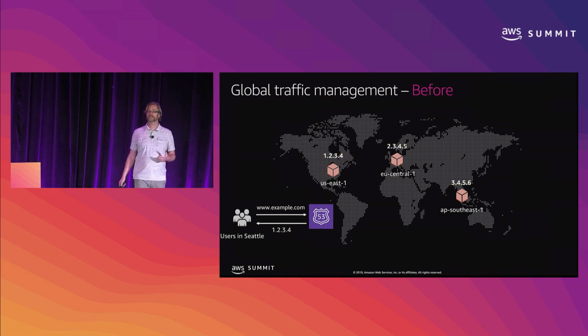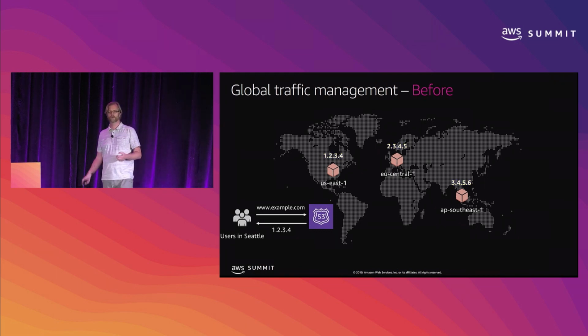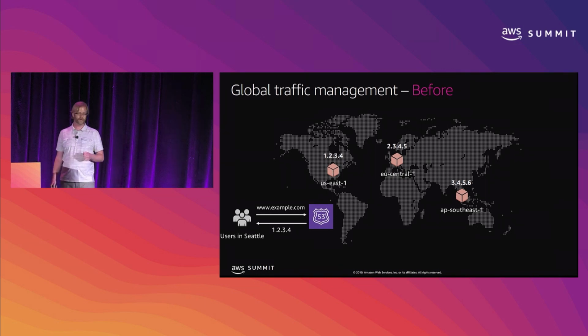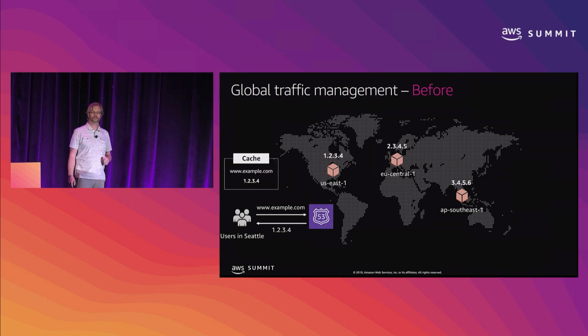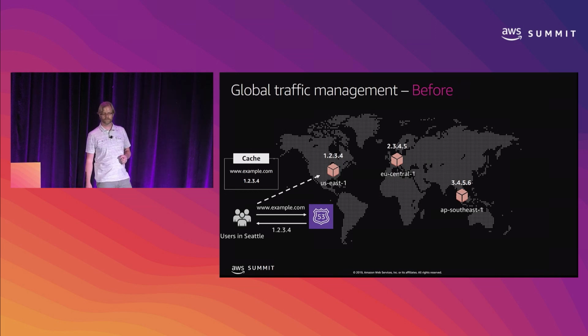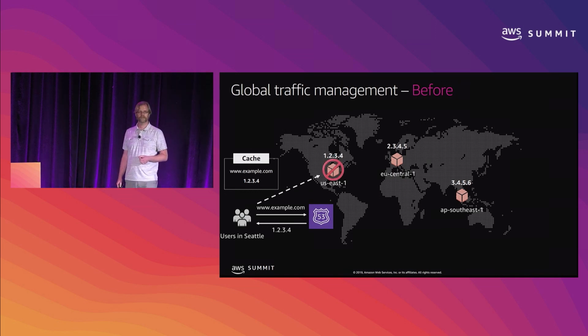DNS is going to make a response and say, hey, to get to your workload, to get to your application, go to this particular IP address, and it's going to be cached on their local workstation. And then they go ahead and they talk. So what happens when we have a failure?